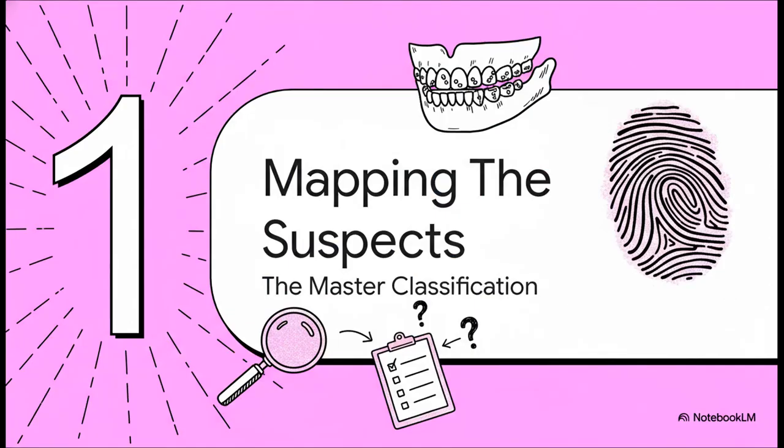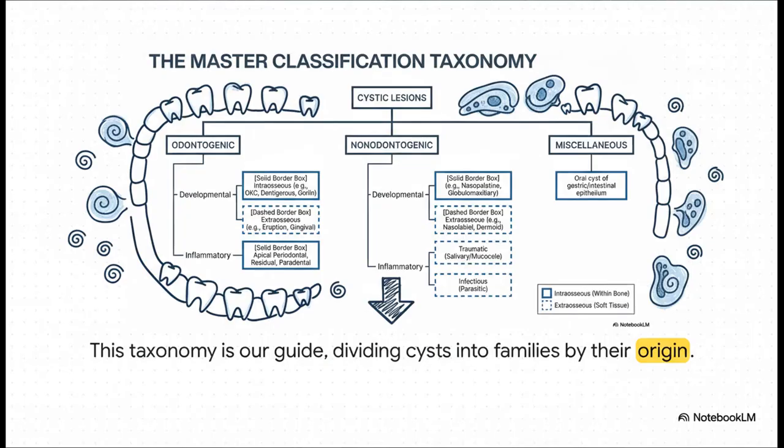Okay, so to solve any mystery, the first thing you have to do is organize your evidence and line up the suspects, right? That's exactly where we're going to start, with the master classification system. Now, I know this chart looks a little intimidating, but the most interesting thing about it gives us our first and, honestly, our most crucial clue, the origin.